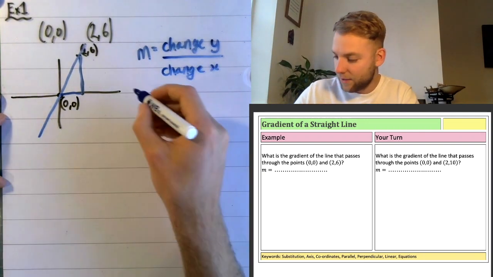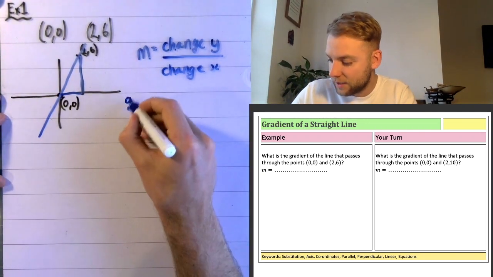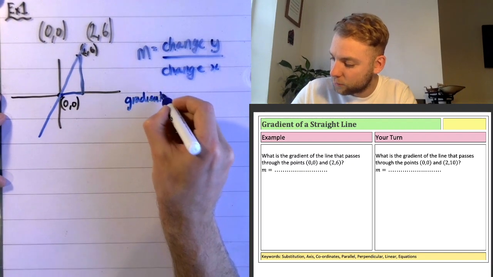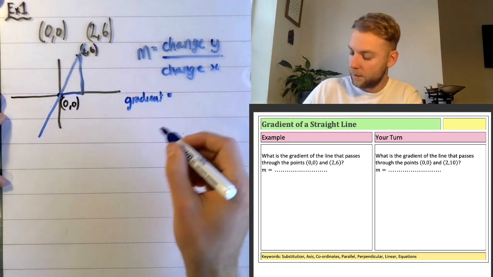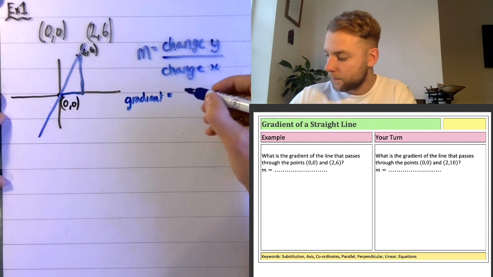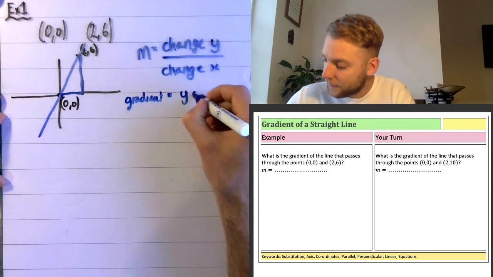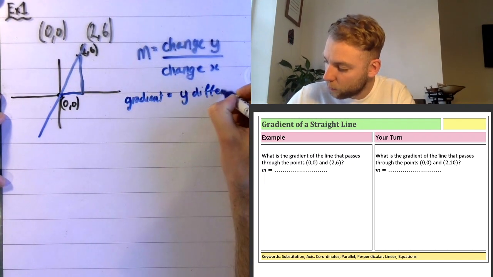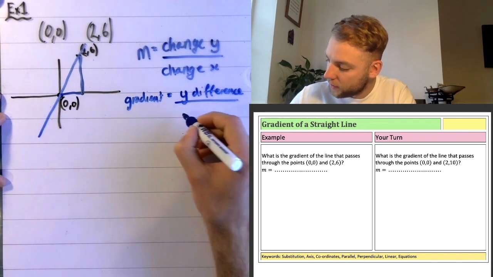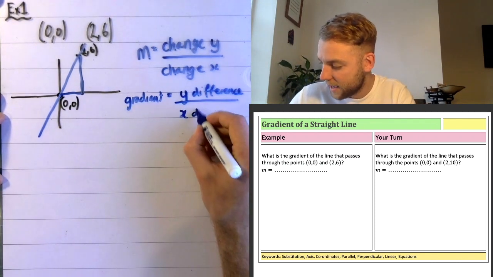Now, the other way you could write that if you wanted to, I'm going to change this M to gradient just so it's really clear. The gradient is equal to the y difference, I might say. You could write this in any way you want. The y difference over the x difference, they're all kind of the same.